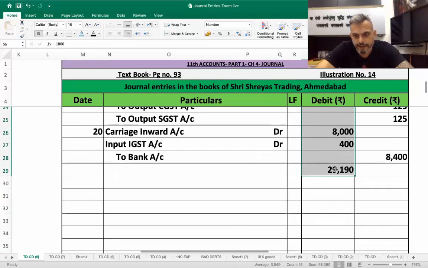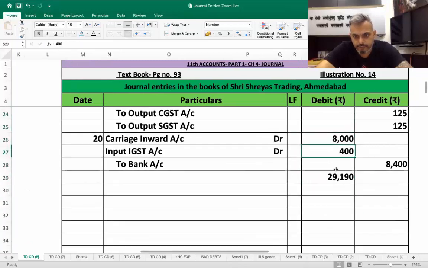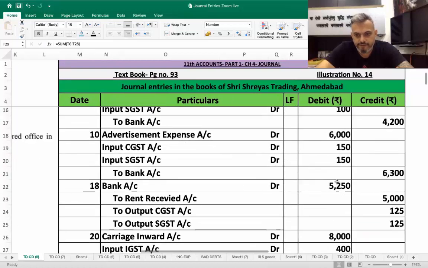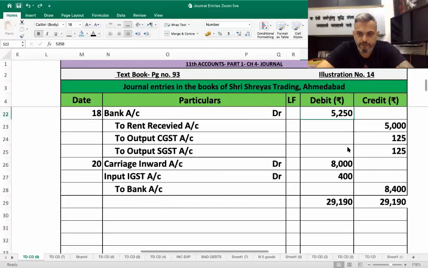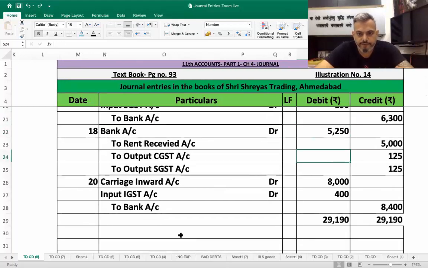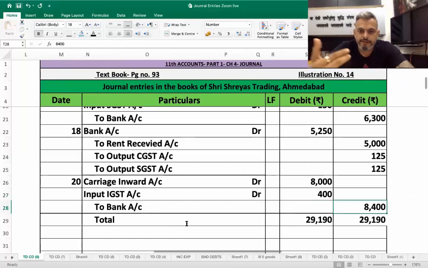If I had forgotten to write this, how would I know it was missed? When I total, it would not match, so I would know that somewhere I have made some mistake. If this had not been written, you can see it does not match. So that's actually the purpose of doing the total. And many times it happens that in debit you wrongly write 8,040 instead of 8,400. To detect all such errors we do this total.